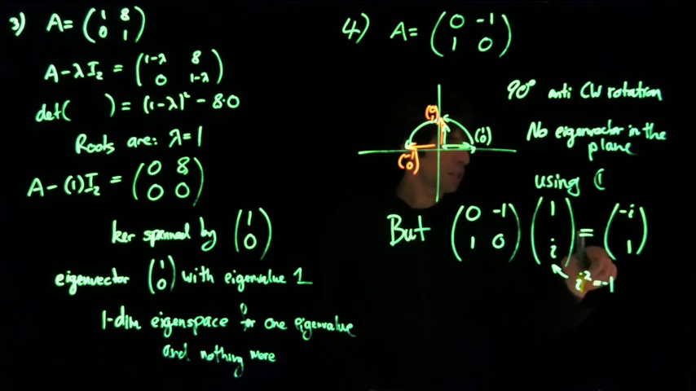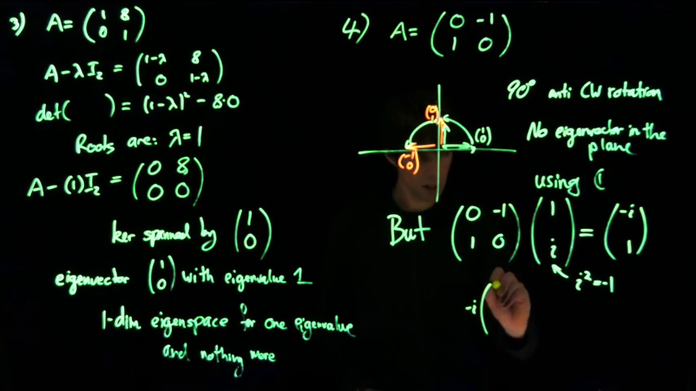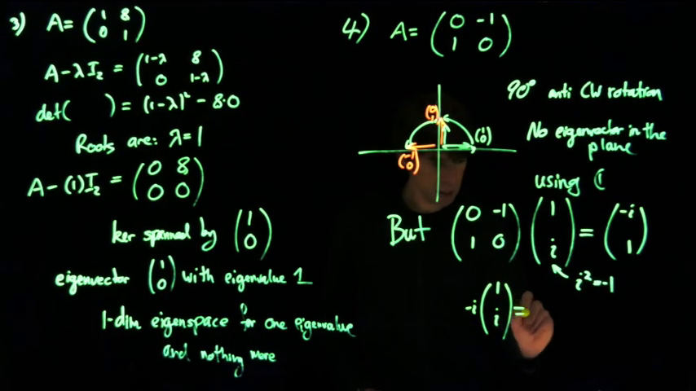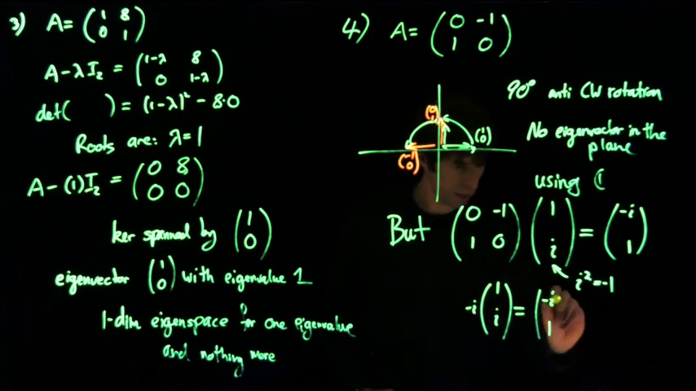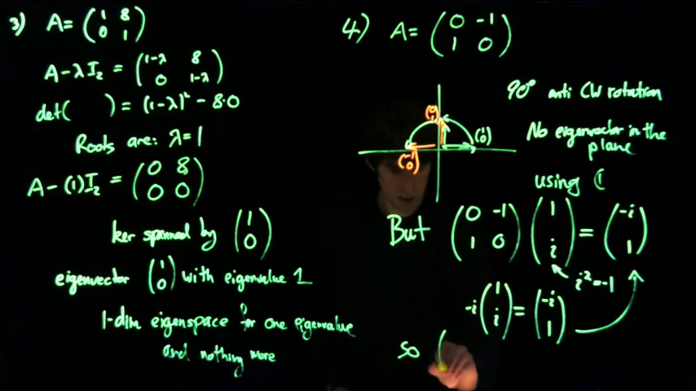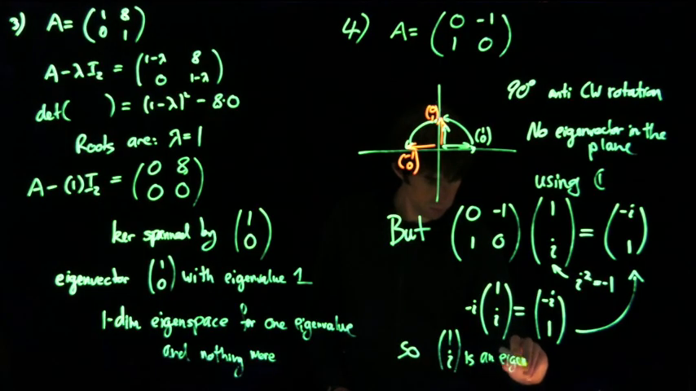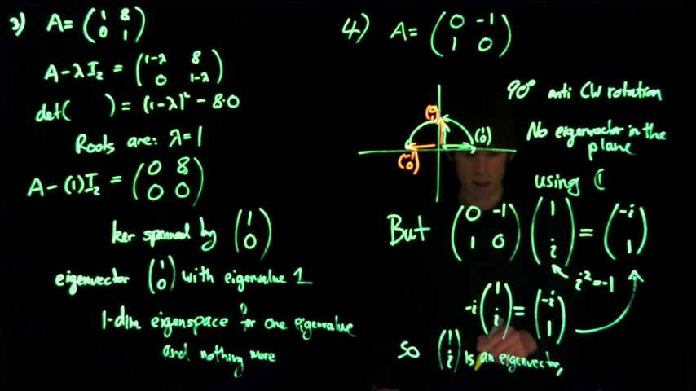Now, let's see what happens when I take this vector and multiply. Well, let me do it the other way around. Let me take this vector and multiply it by minus i. So minus i times 1 is equal to minus i in the top. And minus i times i, well, that's minus i squared. So I get a 1 there, which is this thing. So we've just checked that 1, i is an eigenvector, and the eigenvalue is minus i.